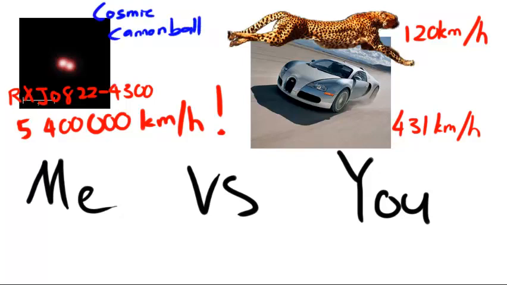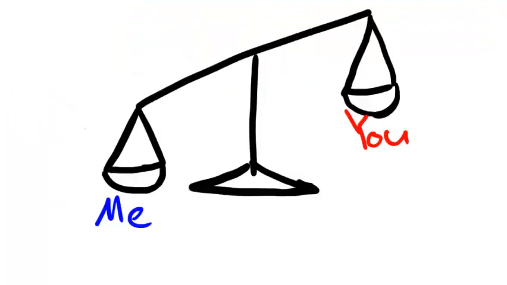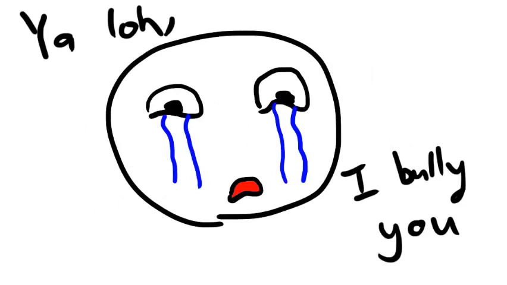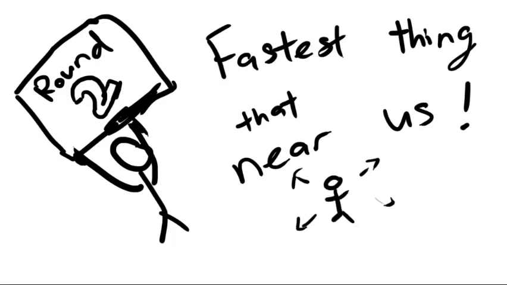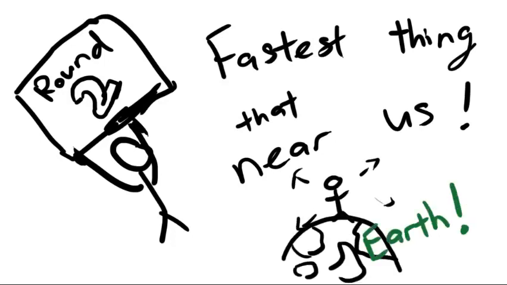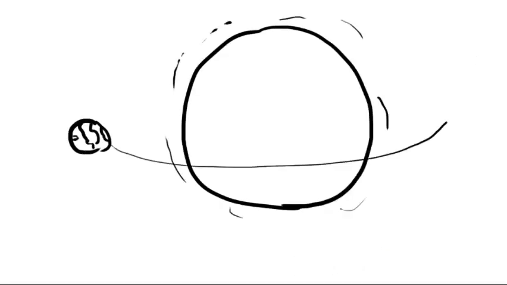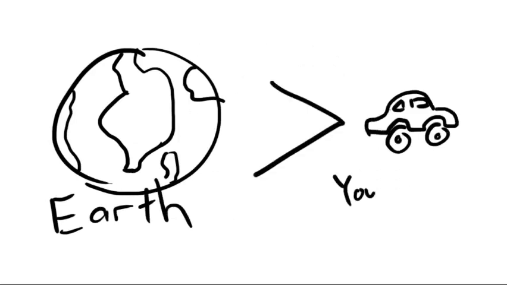Are you impressed? I know I'm being unfair, picking something that few people knew. How about this? Round 2. Let's see who can pick the fastest thing that's really near us. I pick Earth. That's right. Earth is orbiting the Sun at the speed of 30 km per second. It's just a little bit faster than your car.